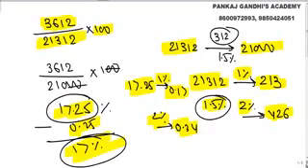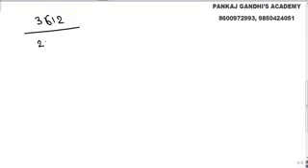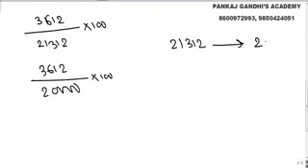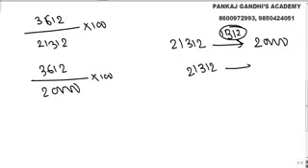Let's say someone did it the other way. 3612 upon 21312. Now assuming that someone does not know the table of 21, so he makes it 20,000. 21312 is made 20,000, so reduced by 1,312.